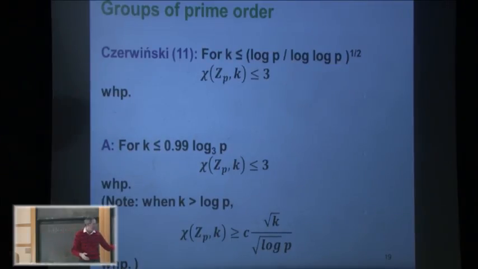Because we said that in general, the chromatic number of every group, and in particular of ZP with respect to k random generators, is at least a constant times square root p over square root log p. So once k will be a big constant times log p, this will start growing. So for a while it stays 3, but then it starts growing. And something similar, actually I didn't write it here, holds for any cyclic group. In fact, something quite similar holds for any abelian group.